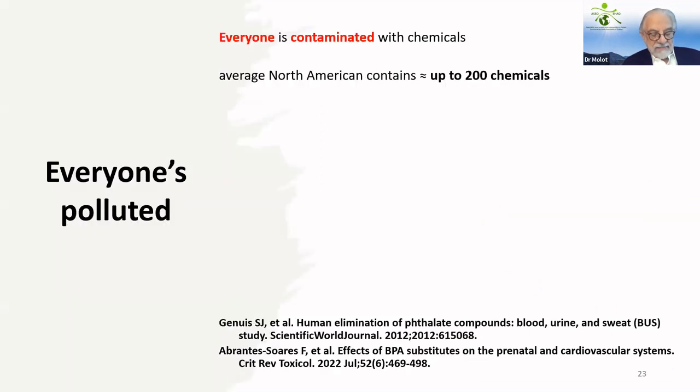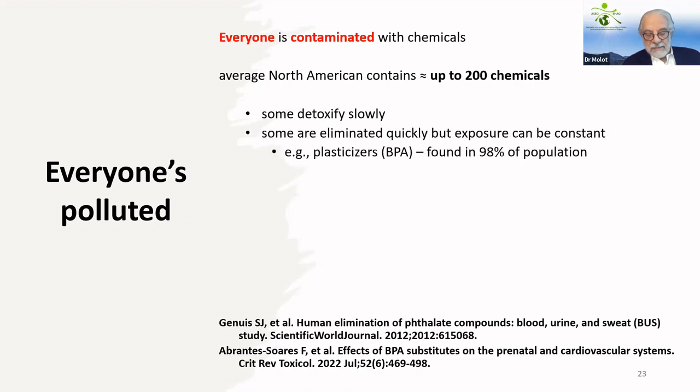The point is that everybody is contaminated with chemicals. The average North American contains up to 200 of them. Some of these chemicals are detoxified slowly. Some can be eliminated quickly, but if our exposure is constant, like plasticizers such as BPA, they're still found in 90% of the population. And BPA substitutes are no better.